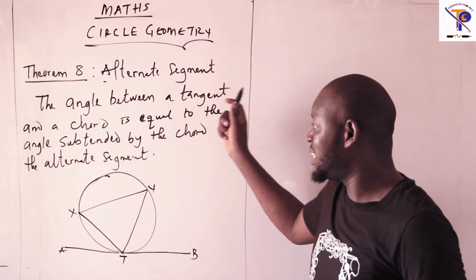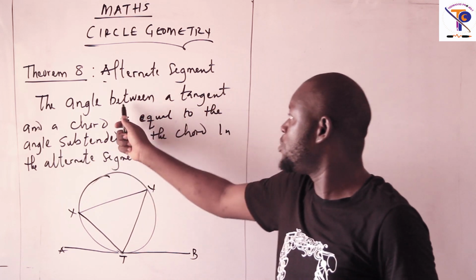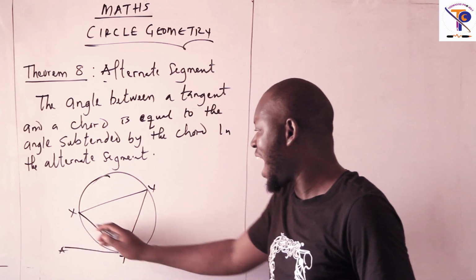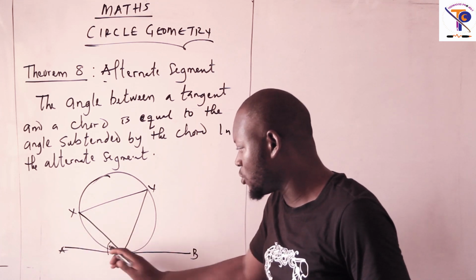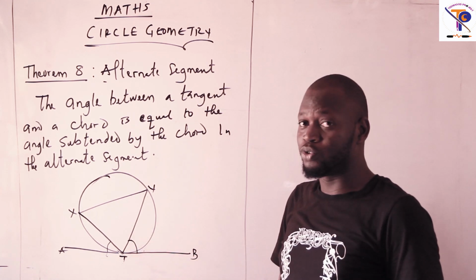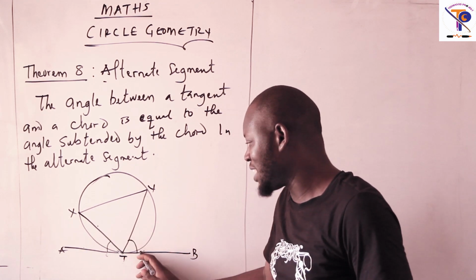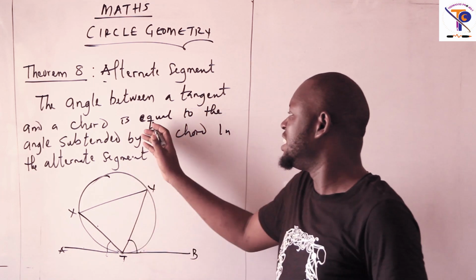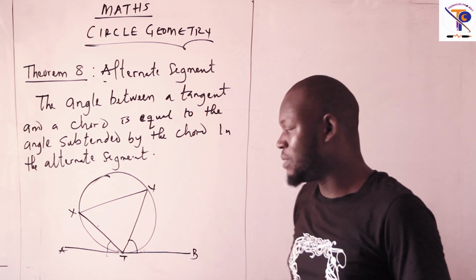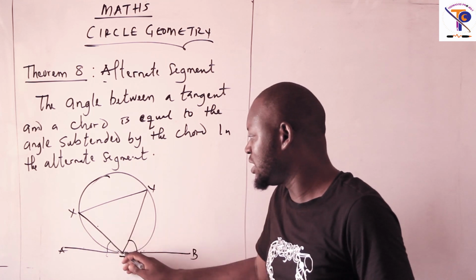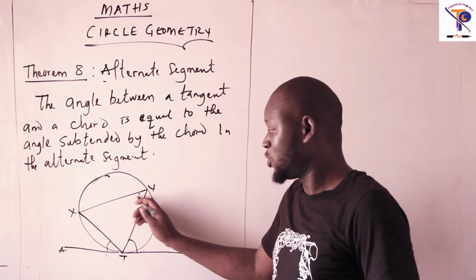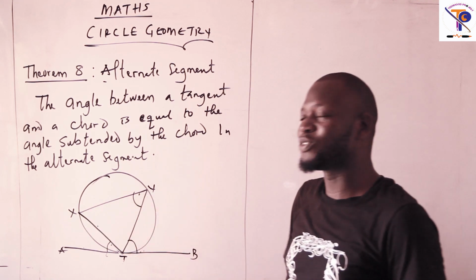The angle between the tangent and the chord, this angle. There's another tangent and a chord, so they are referring to these angles. This is a tangent and a chord, this is a tangent and a chord. What happened to them is equal to the angle subtended by the chord in the alternate segment. So this is the angle, the chord we are talking about, the alternate side of it. So this angle is equal to this angle. That is what they are trying to say.